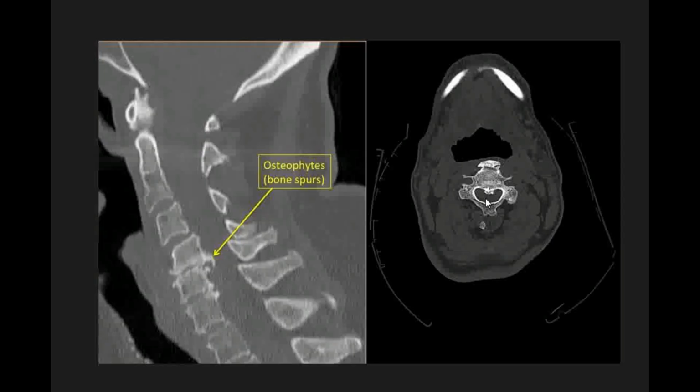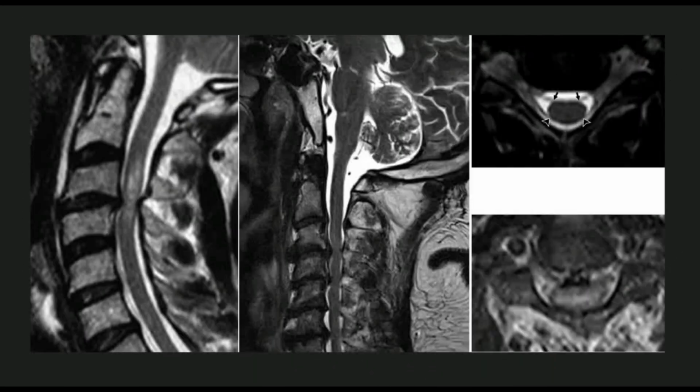So again, these are CAT scans. CAT scans are very good at looking at the bones, and you can really see these osteophytes or bone spurs on the vertebral bodies that can lead to central cord syndrome. And finally here we're going to look at some MRIs, which are not as good at looking at the bones as a CAT scan, but are very good at looking at the spinal cord.